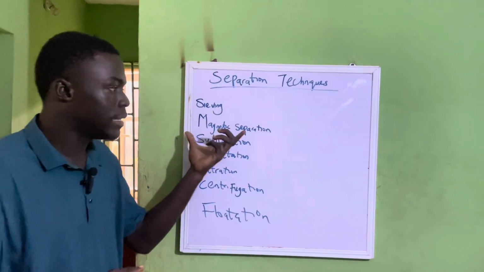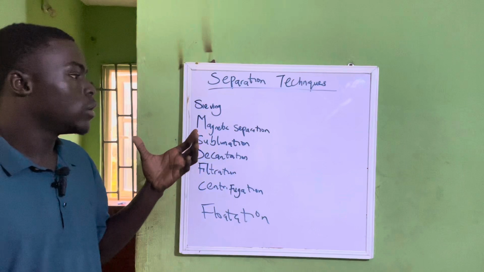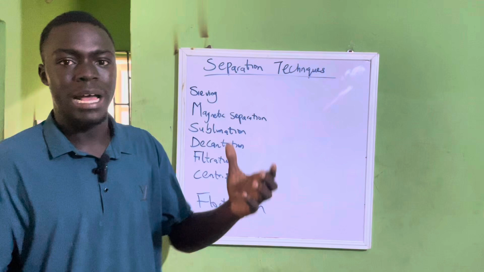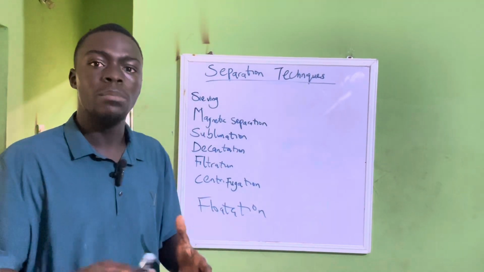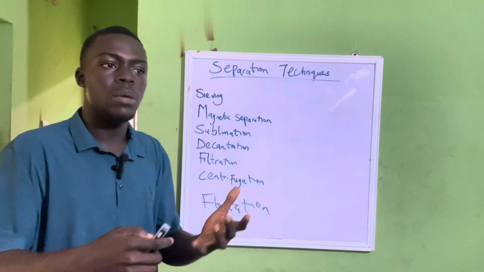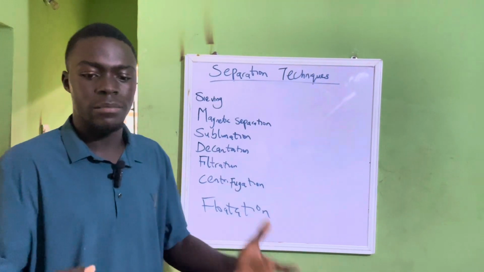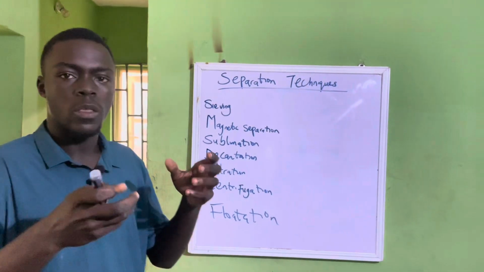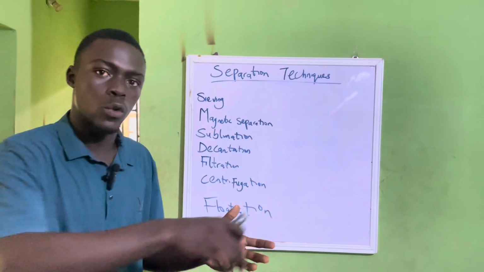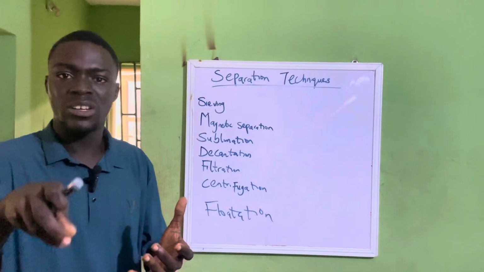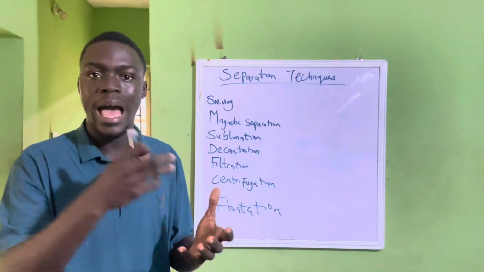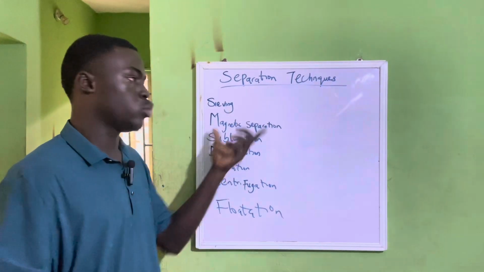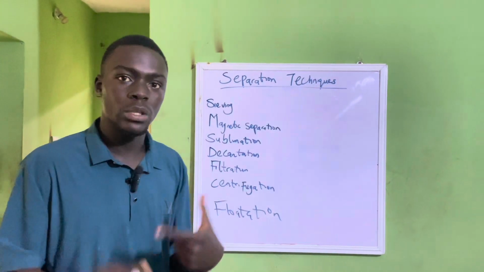The next one is magnetic separation. If you have some things that can be attracted by the magnet, and we have some things that cannot be attracted by the magnet. For example, maybe you have a mixture of iron filings, you understand, and then maybe some chalk dust and every other thing mixed together. So to separate them, just put a magnet very close to that mixture. So the things that can be attracted by the magnet will be attracted, such as the iron filings. Other things that cannot be attracted by the magnet will stay behind. So you've been able to separate that thing. So that is what separation techniques is all about.